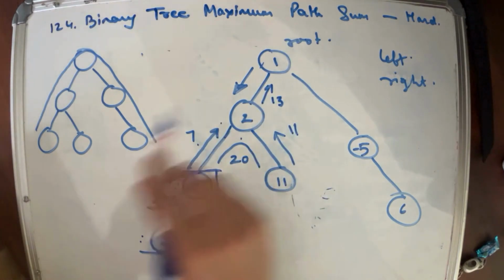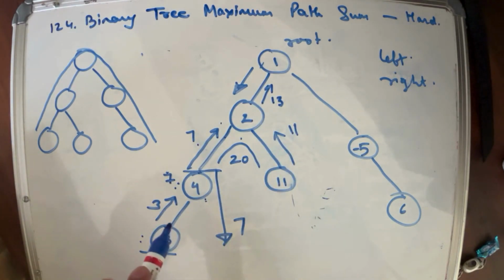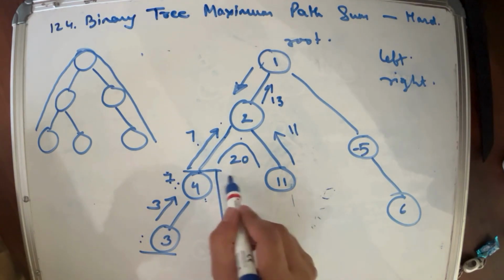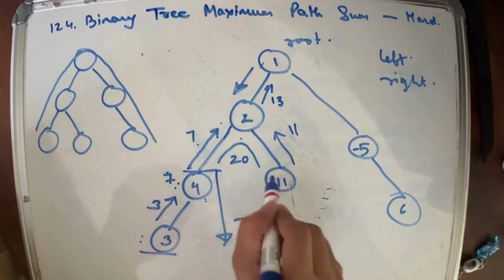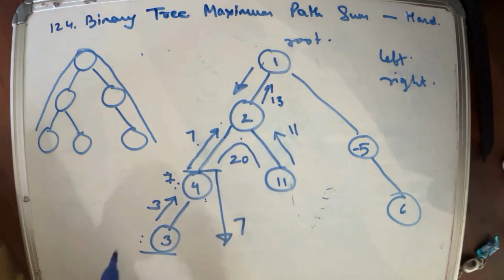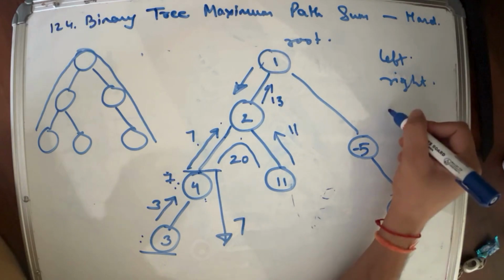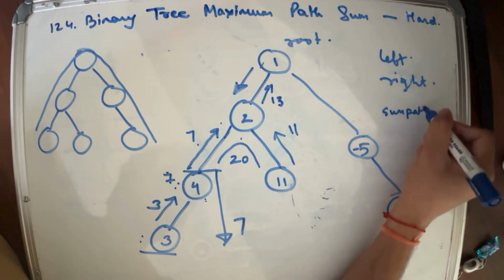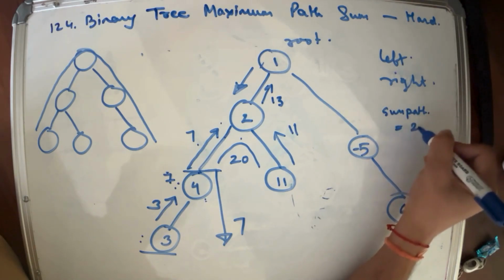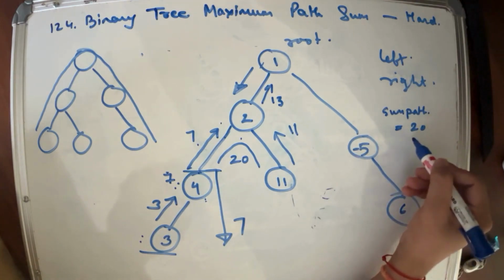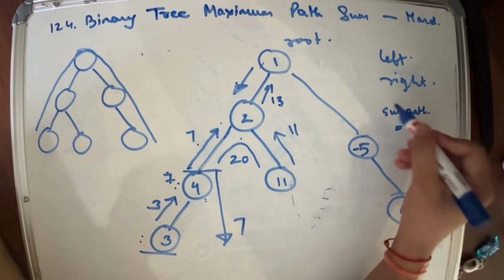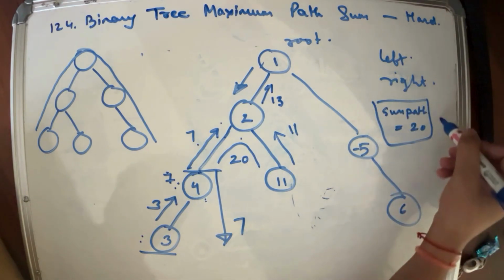right? Now, among all these paths, how will we know which is our best path? Because till now, our best path is this one, 20. And it is in a subtree. It is not going through the root, right? So we need a global variable, let's say sum of path equals 20. Now, if we get another sum that is greater than 20, we will update this. Okay, this is our global variable.